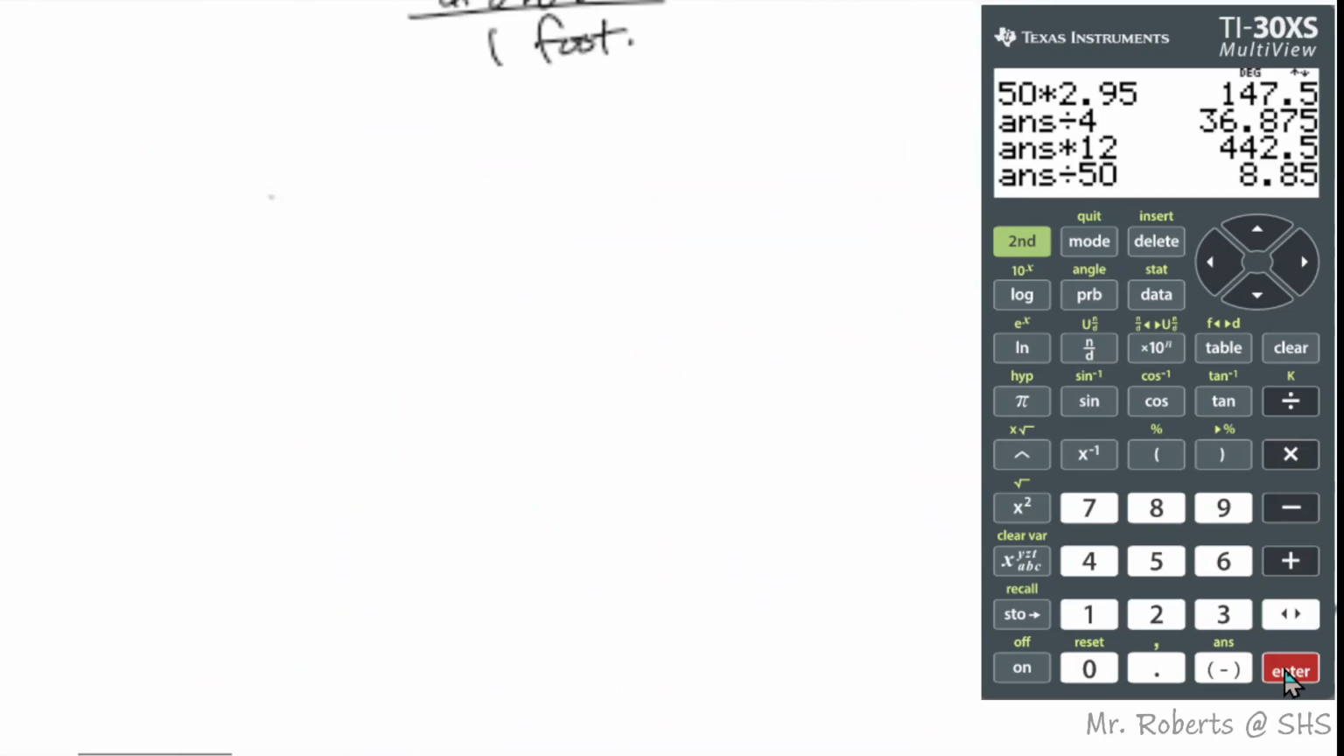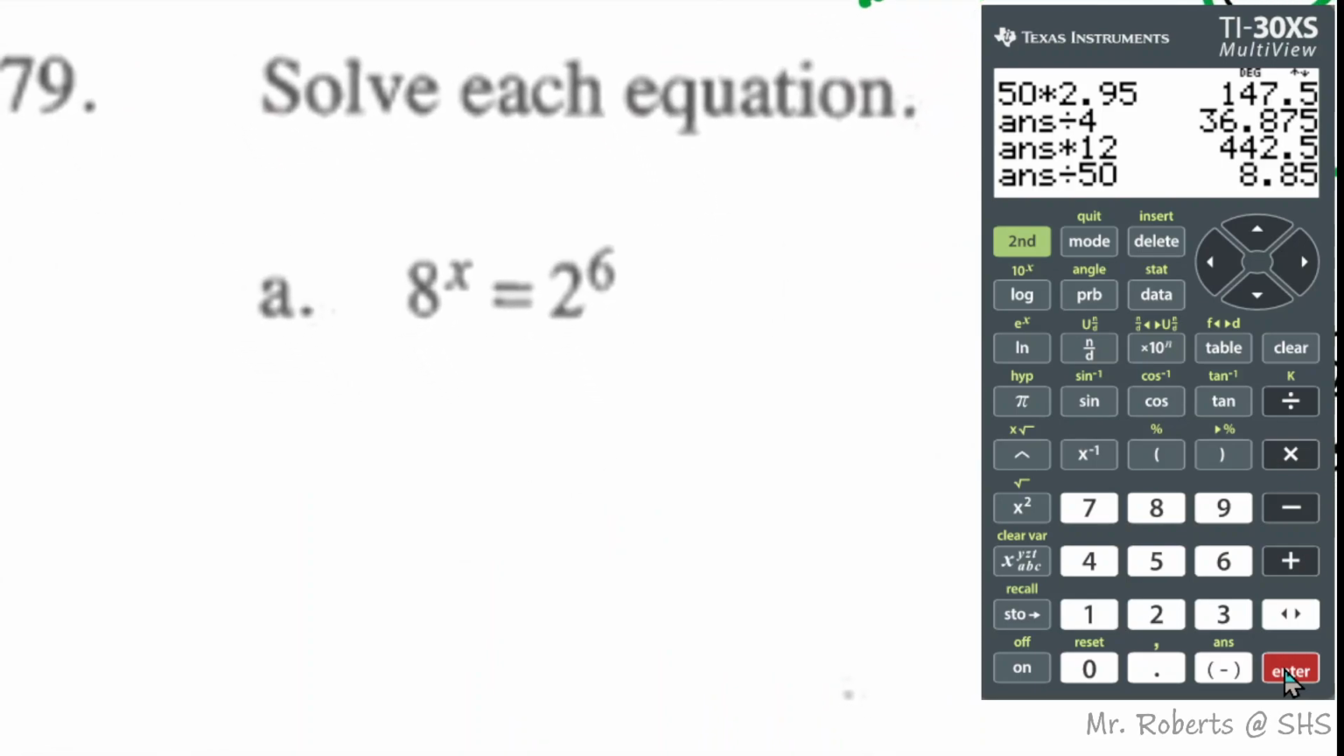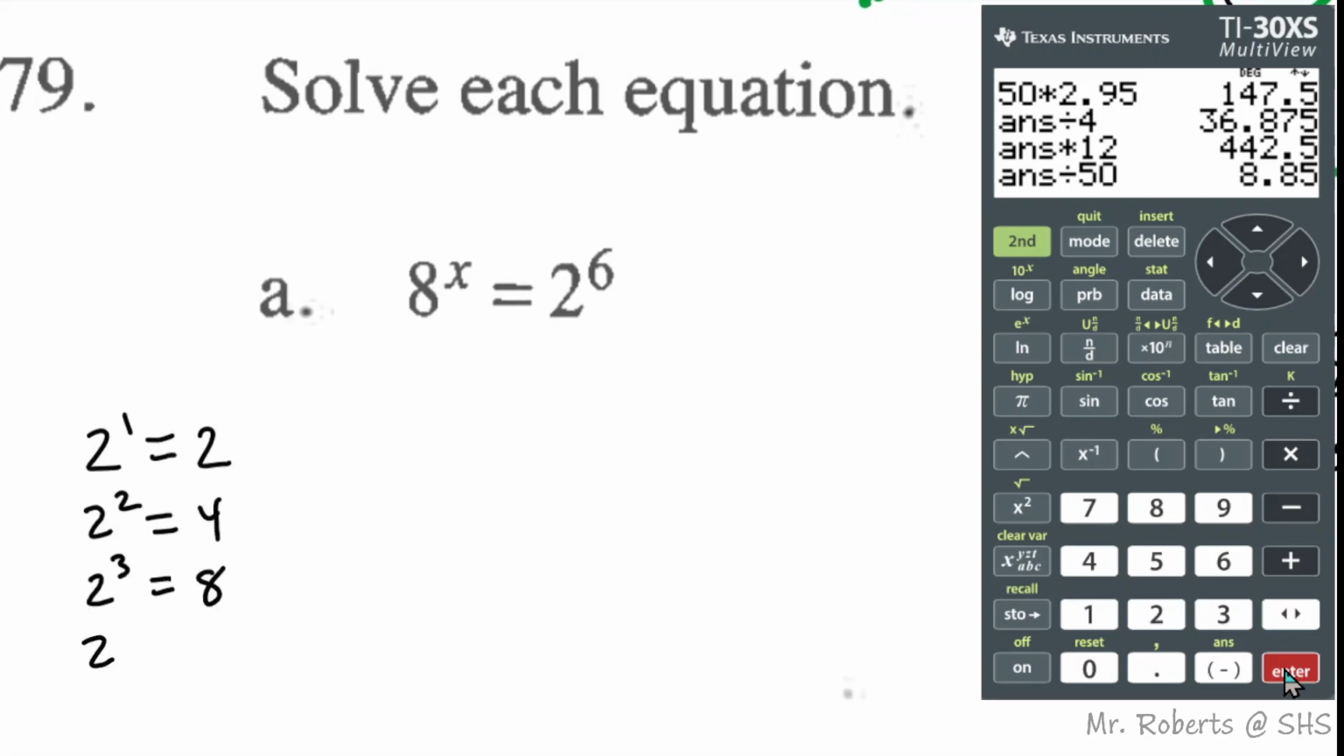Okay, now the last question, 79. There's 2 parts. First thing is I'm going to start with the smaller base. The smaller base is 2. And sometimes I just start looking at multiples of 2. So I know 2 to the first is 2, 2 to the second is 4, 2 to the third is 8, 2 to the fourth is 16. Now you can see I can stop already because I needed to get the number 8 and I got it, right? But sometimes it's good to go the other direction too.